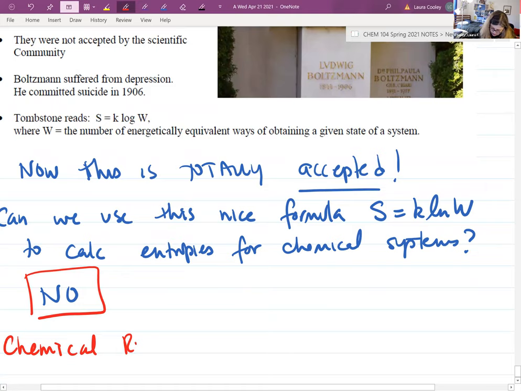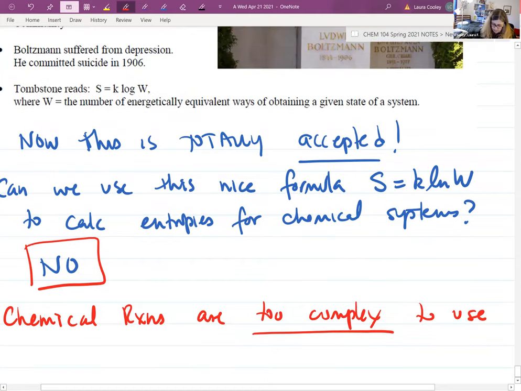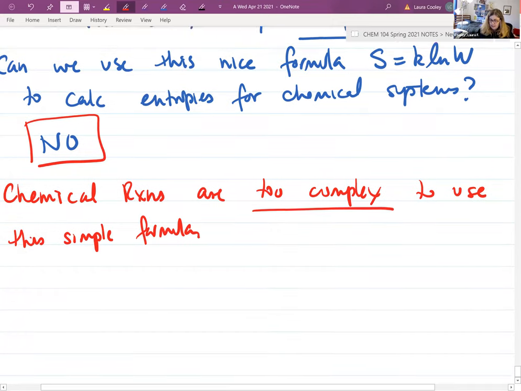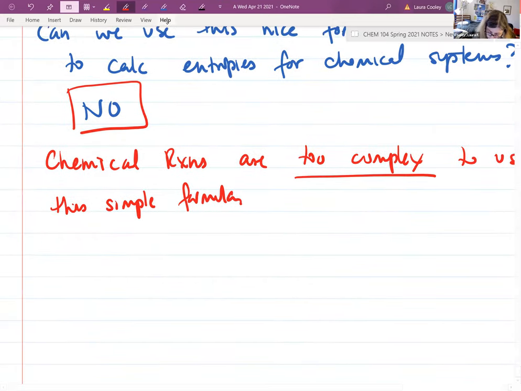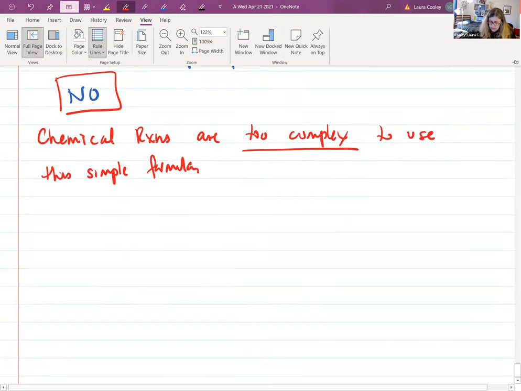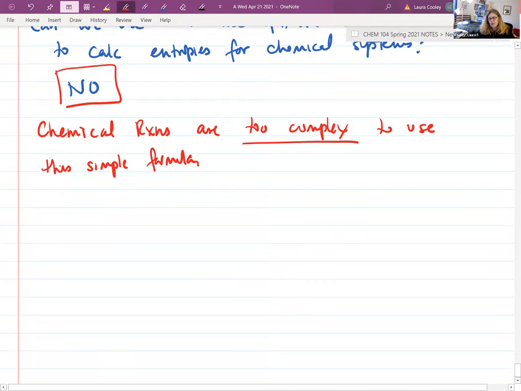Chemical reactions are too complex to use this simple formula. Okay, so we're not really in so much trouble, because scientists have spent a lot of time and effort figuring out entropies of different things using different methods. If you're interested in that, you can major in chemistry, and I'll teach you that in another course.